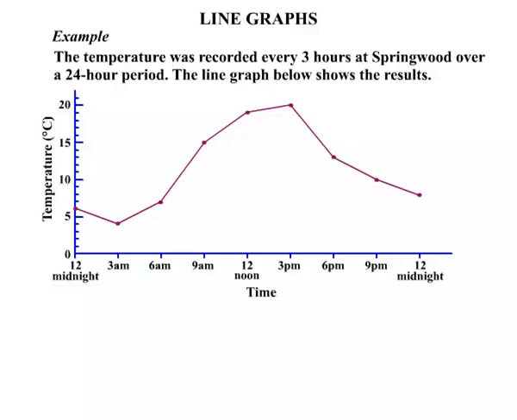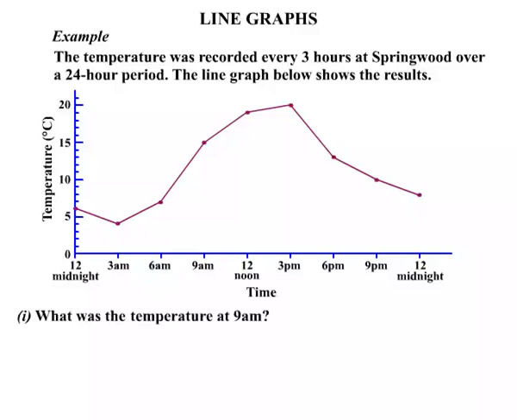Notice the horizontal axis is the time axis. Alright, now generally when a graph involves time, it will be along the horizontal axis. And in this case, the vertical axis measures the temperature, and it's in degrees Celsius.